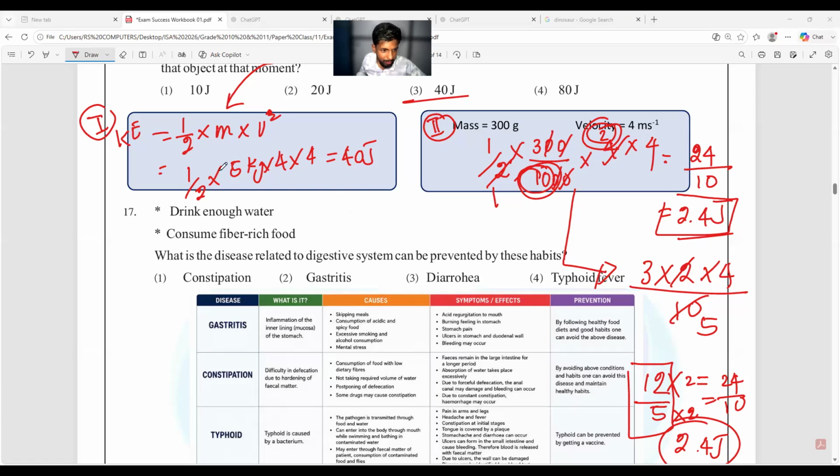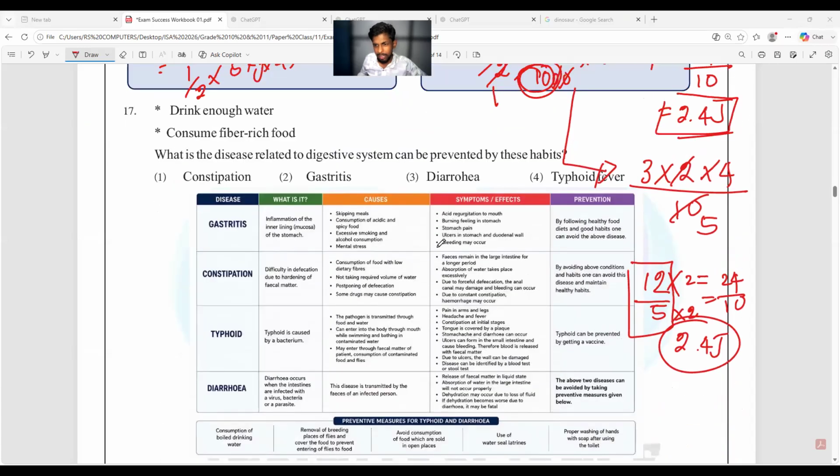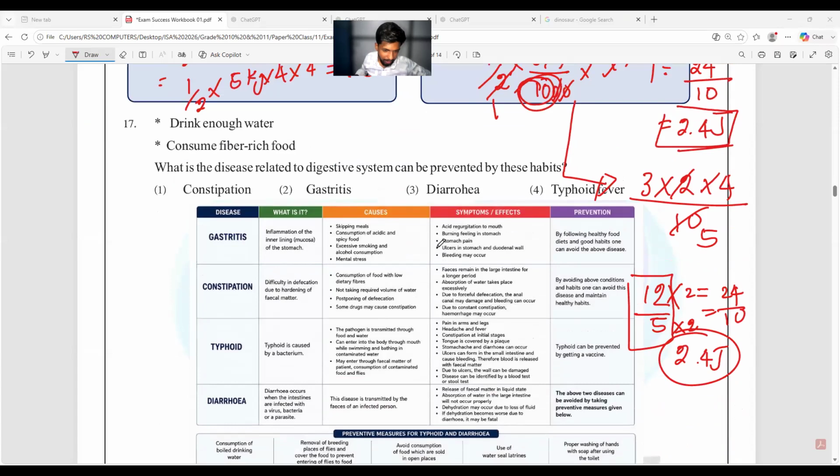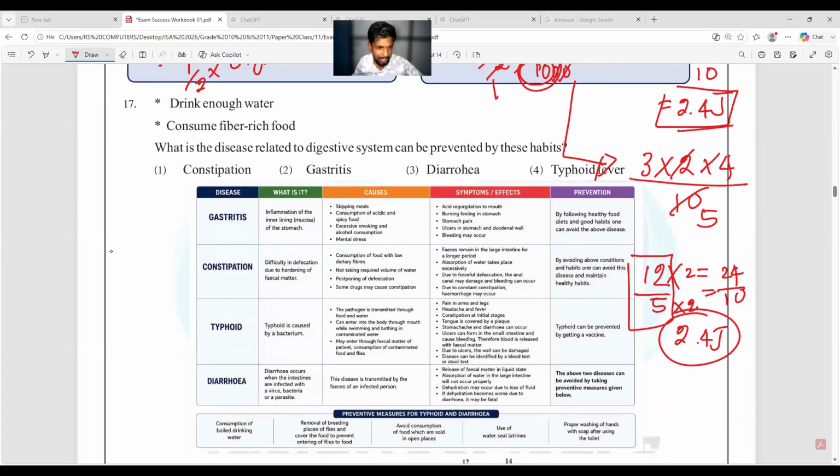We'll move to the next question. Question number 17, related to the digestive system. A direct answer, right? I have given all the things here. The disease related to not drinking enough amount of water is constipation, right? Constipation means the fecal matter becomes solid. So we will feel difficulty in removing the fecal matter, difficulty in defecation.